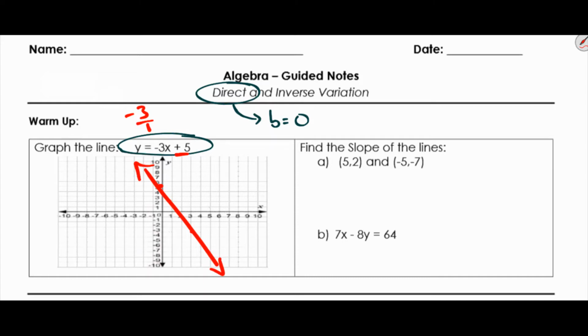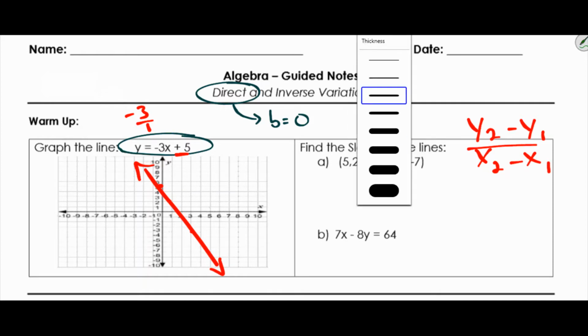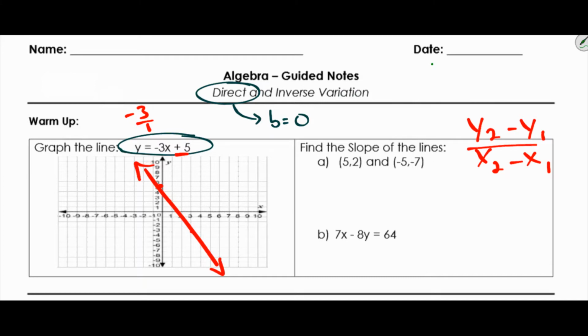For slope between 2 points, I'm going to use y2 minus y1 over x2 minus x1, and really just follow order of operations. I'm going to subtract first, and then divide those two. This is my y2, that's my y1, so 2 minus negative 7 over 5 minus negative 5, which gives me 9 over 10.